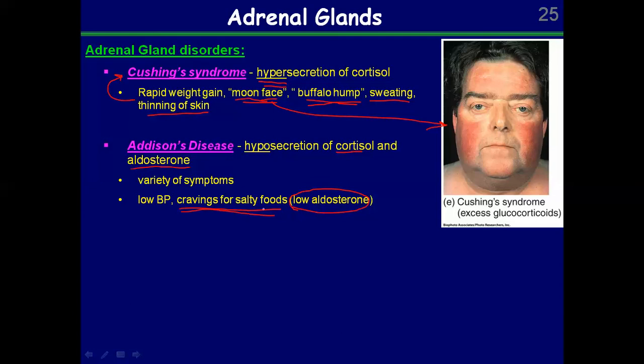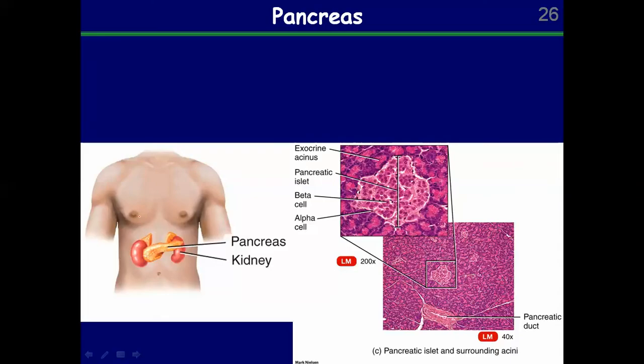And this is a very dramatic craving. We all love sodium. We put sodium on everything. But these individuals with Addison's disease really have a severe craving for salty foods. And what's interesting is JFK, John F. Kennedy, had Addison's disease. Next video, we will discuss the pancreas.